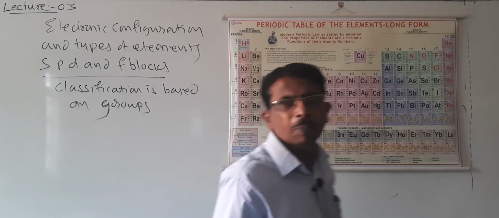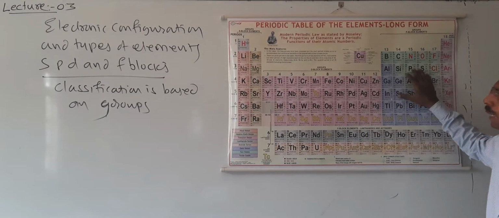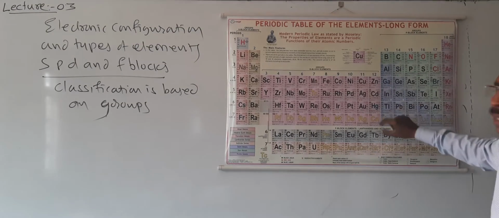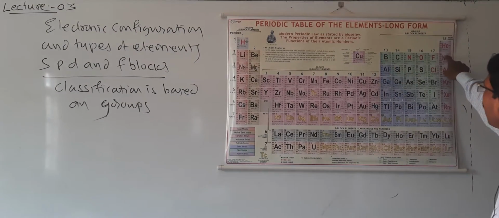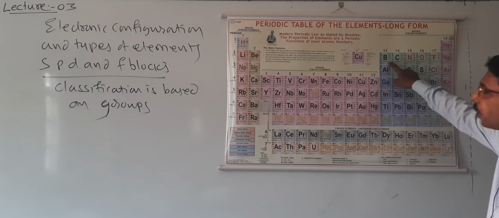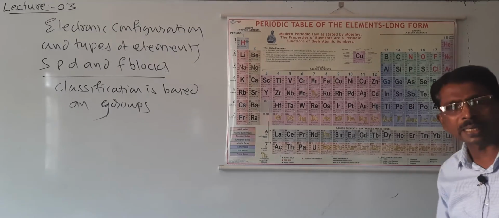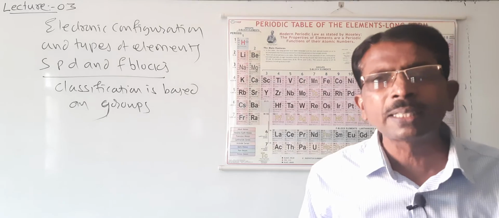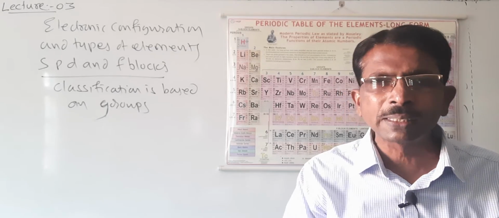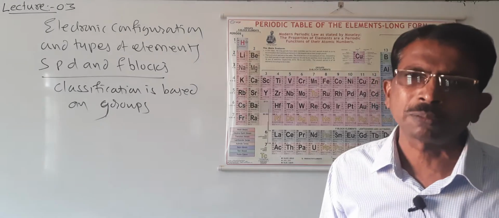And coming to the P block, this is the right end. Look here, students, the P block elements consist of groups 13 to 18. It begins with the 13th group and ends with the 18th group. In these P block elements, the differentiating electron enters the P orbital of the valence shell.